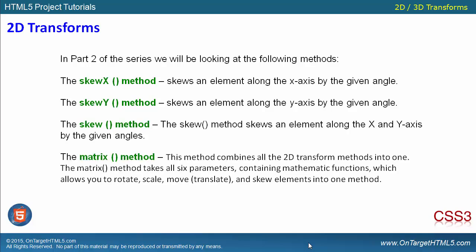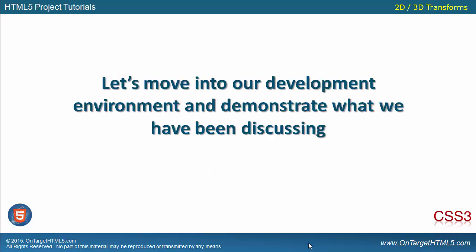And then we're also going to look at the matrix method. This method combines all the 2D transformations that we've looked at up to this point, all 6 parameters, which includes our rotate, our scale, our move or translate, and the skew elements, and it combines them all into one element so we can do all of those simultaneously with what's called the matrix method in CSS3. So let's go ahead and move into our development environment and demonstrate the methods that we'll be demonstrating in this exercise.